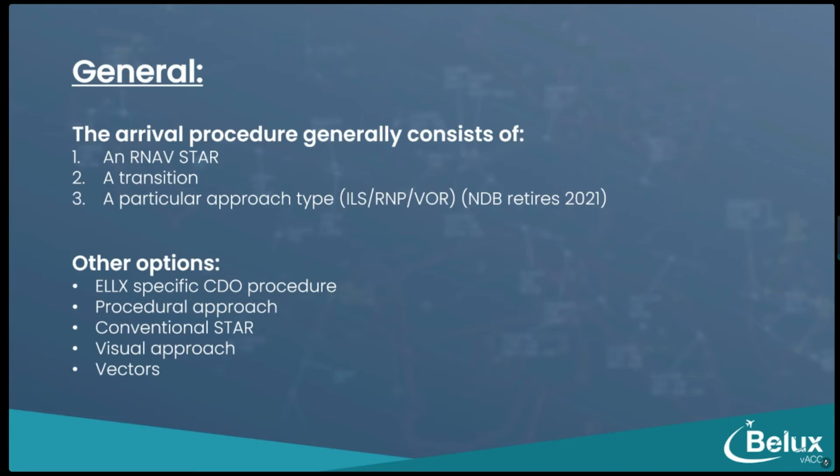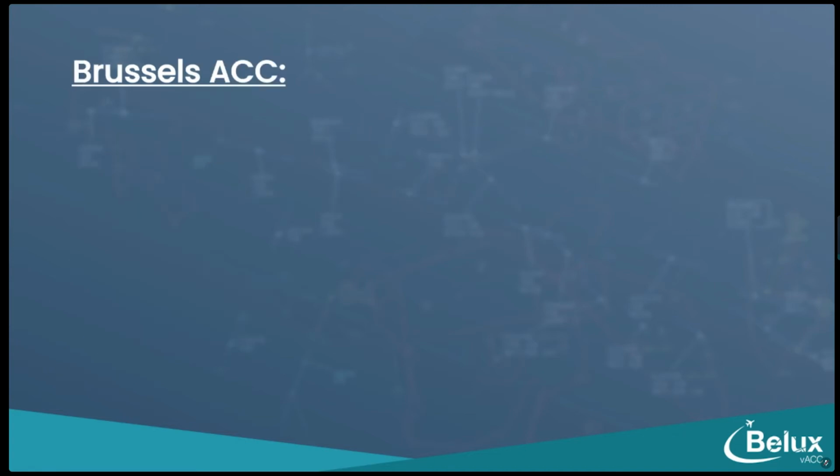Because it's also another way of doing things and it can be really helpful, especially when it's busy or when you're staffing Brussels control and there is a lot of other traffic around. Okay, let's quickly cover some typical scenarios using RNF stars and the transitions from different locations. So we'll start with an aircraft that's coming in from Brussels.